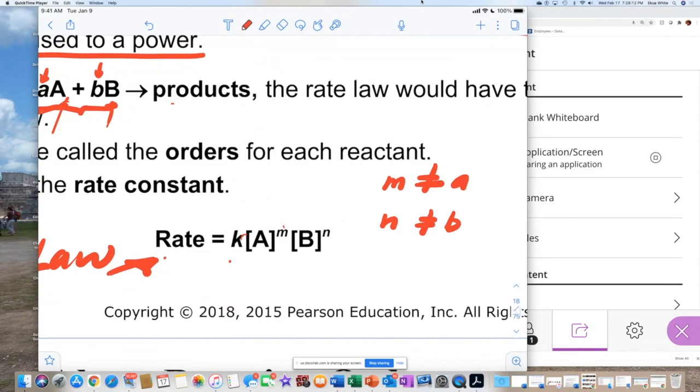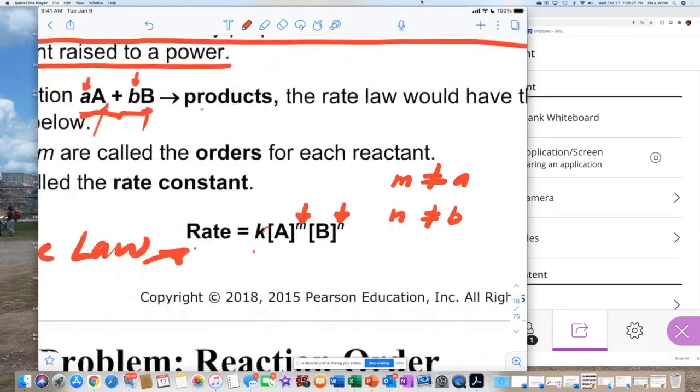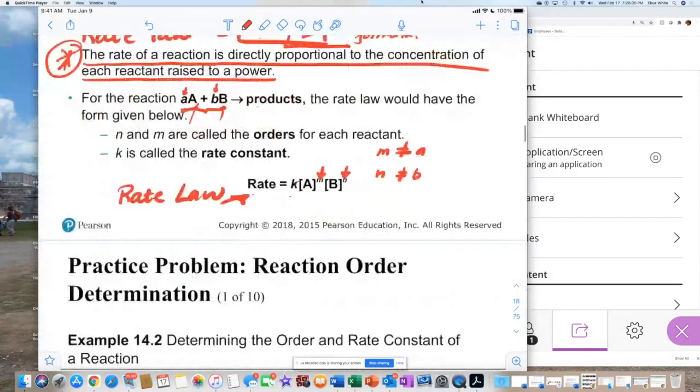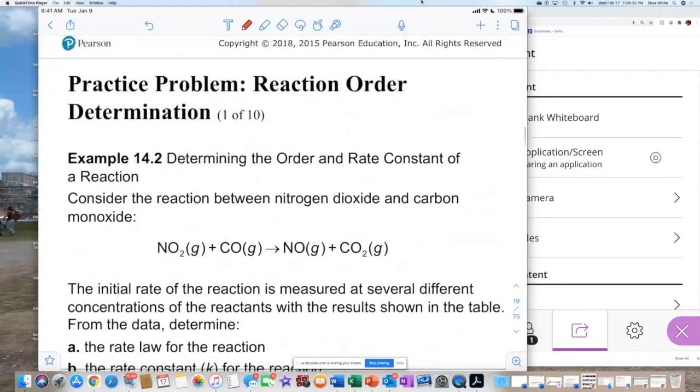So what are they trying to communicate? They're trying to say that these powers you're going to have in the rate law are not the coefficients from the balanced equation. So M did not come from the balanced equation. N did not come from the balanced equation. They came from somewhere else. Once again, guys, feel free to rewind.